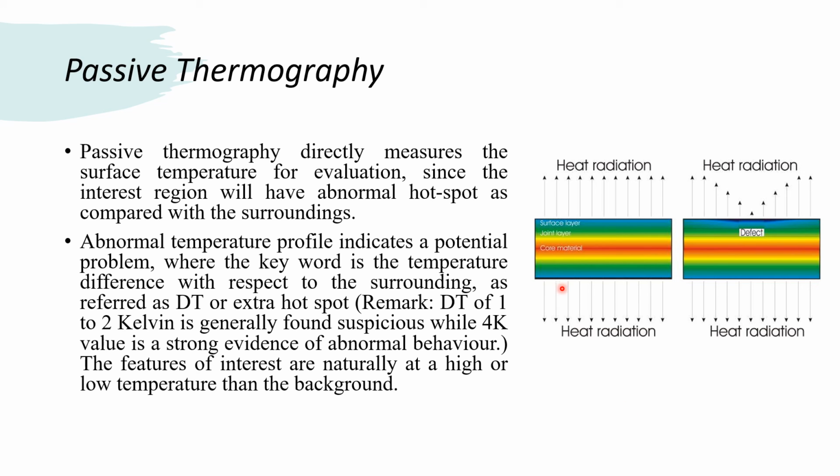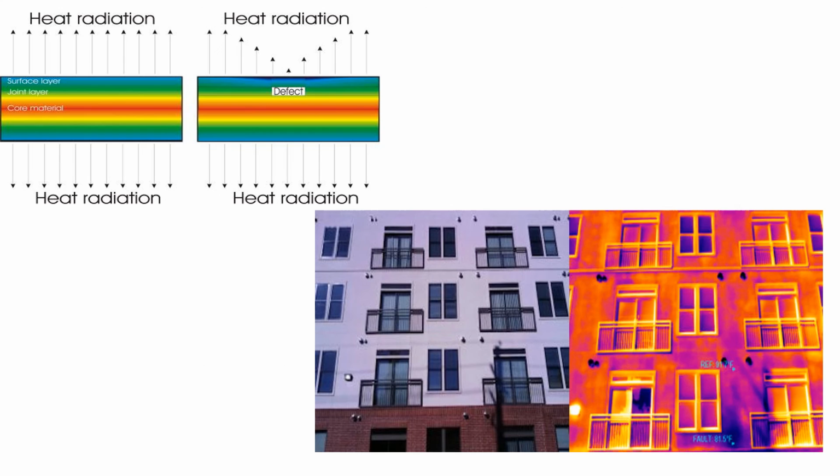As you can see here, this is the material. Core material color is red, then yellow, then green, and then blue. Core material is colored in red, joint layer is colored in green, and the surface layer is colored in blue. When there is no defect, it looks like this, and if there is a defect, that portion absorbs and creates a black spot. So this is passive thermography.